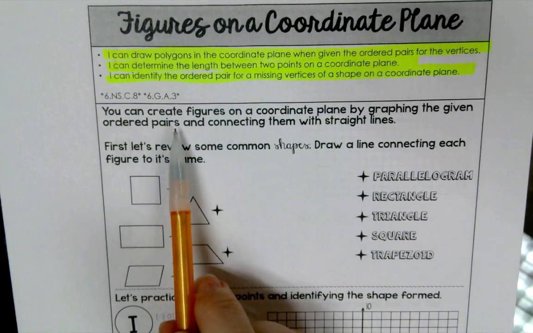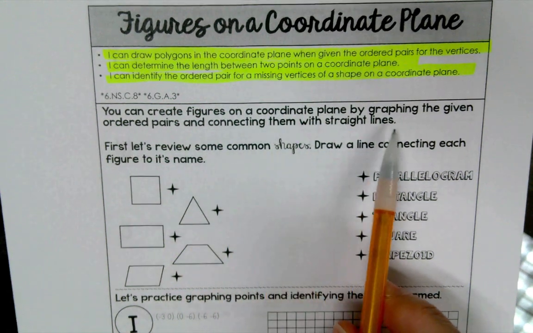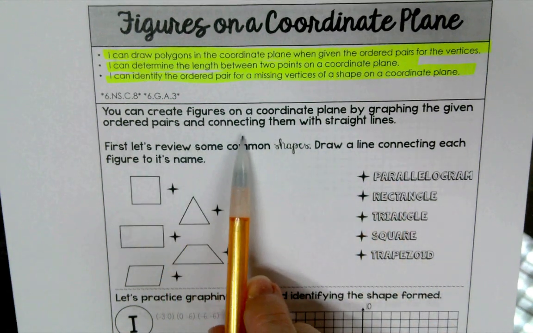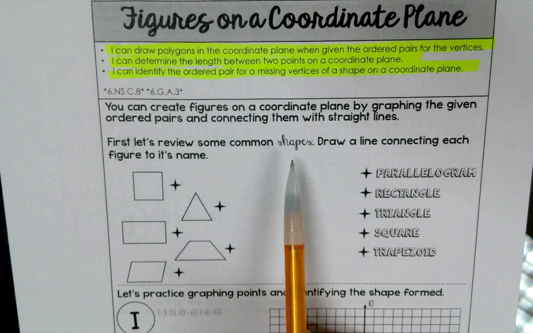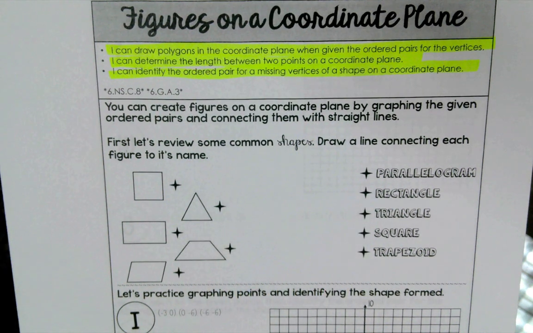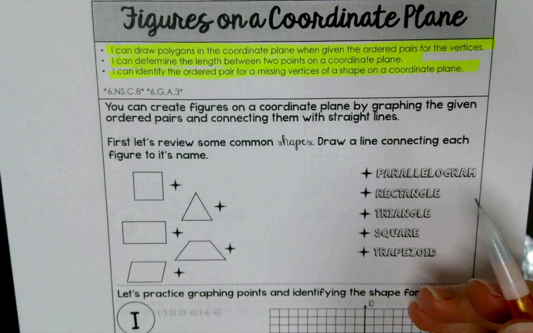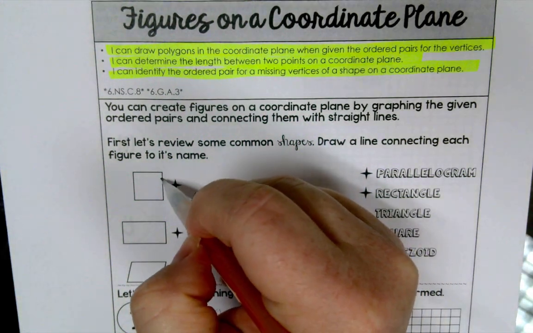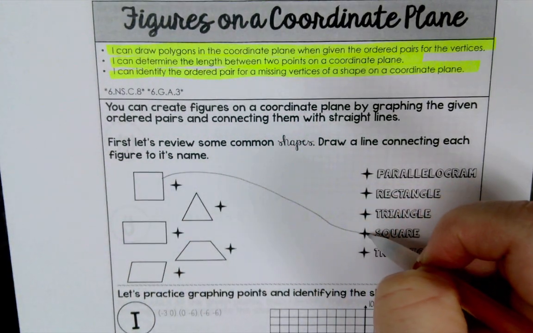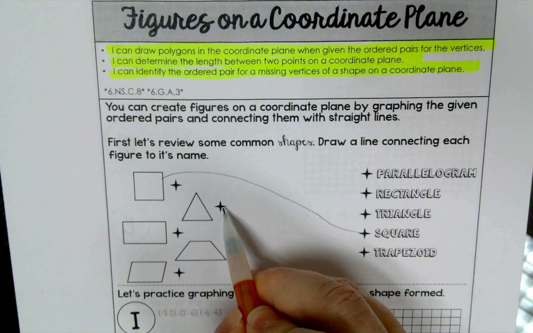So you can create figures on a coordinate plane by graphing the given ordered pairs and connecting them with straight lines. First, let's review some common shapes. Draw a line connecting each figure to its name. So, parallelogram. Well, I don't know what to do that one first. Let's go with these ones. Square. So, square, triangle.